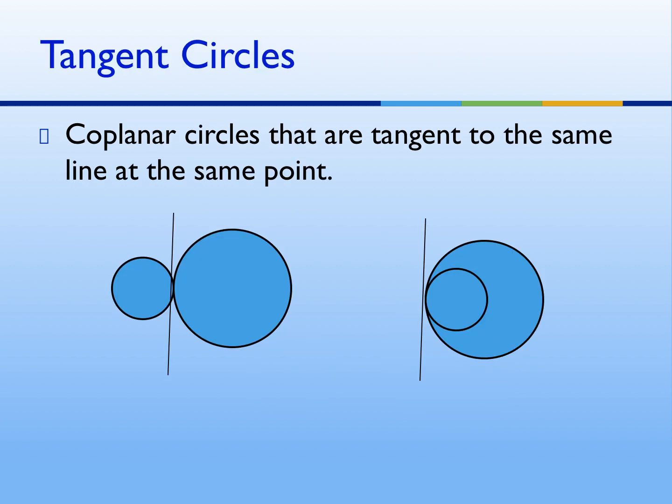Tangent circles. So, coplanar circles, that means they lie in the same plane, that are tangent to the same line at the same point. In other words, the two circles are going to touch at exactly one point. Okay? You see an example on the left where they're just touching on the outside, and you see an example on the right where one's inside of the other one and they touch on the very edge of the circle. What do we call this point where they do touch? The point of tangency. Very good. Okay? We call that point the point of tangency.